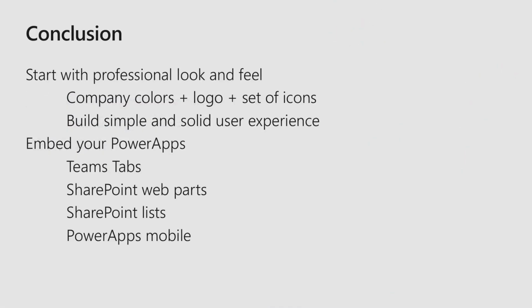All right, let's get back to the slides. And the slide we are getting back to is the conclusion. So start with a professional look and feel. And that requires that you get those company branding guidelines, you get the logo and some icons, and then you build a solid user experience. And after that, you can embed your Power Apps to Microsoft Teams tabs, to SharePoint web parts, and SharePoint lists, as you saw, and also to the Power Apps mobile application.